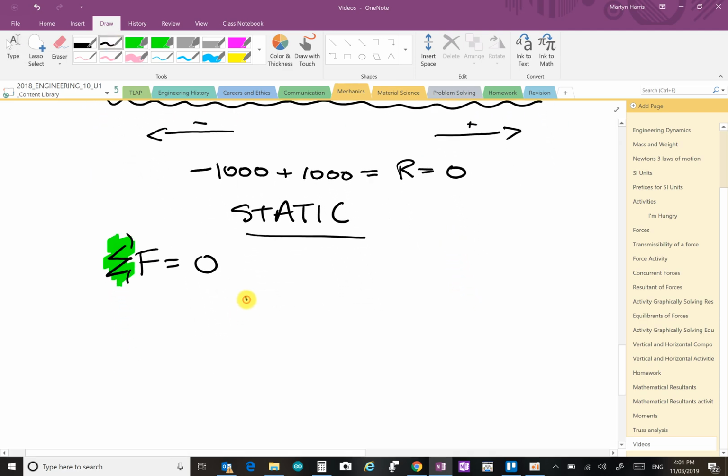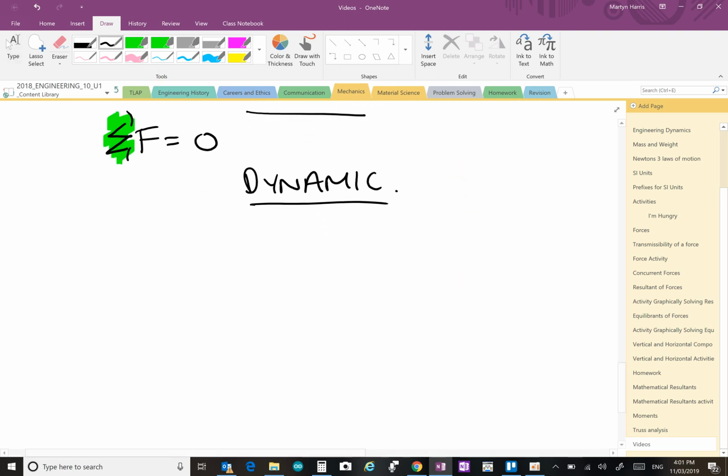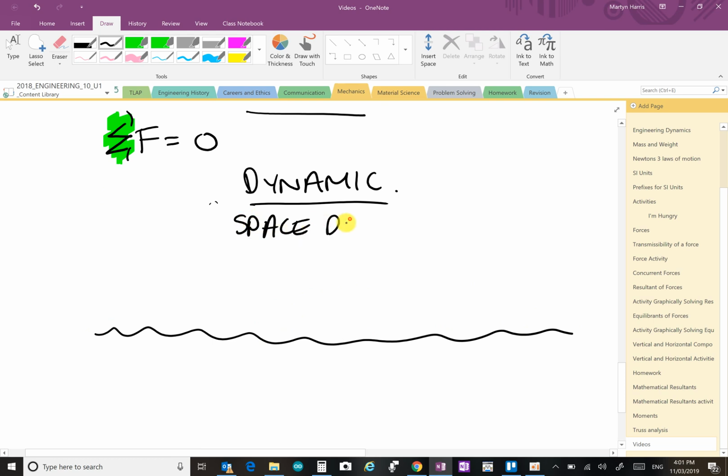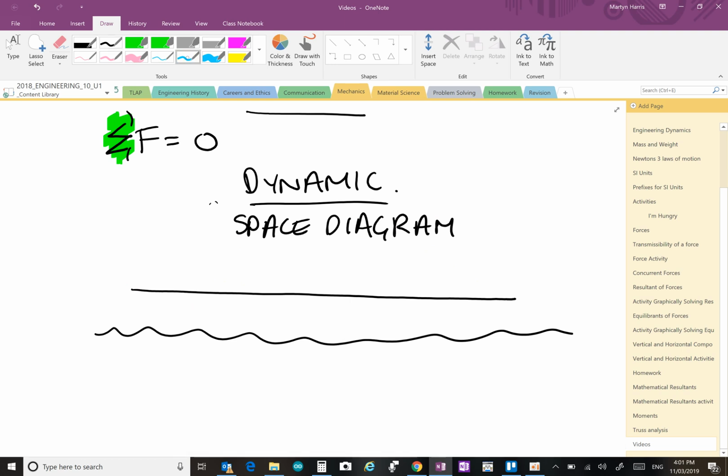Now what does this word dynamic mean? Dynamic means it's moving. So let's change this whole thing. Let's draw another space diagram. A space diagram is a diagram, and there are a lot of little bits of terminology that you're learning at the moment. And then we've got our tug of war line, and this time we've got a blue rope in the middle, and we've got two different teams.